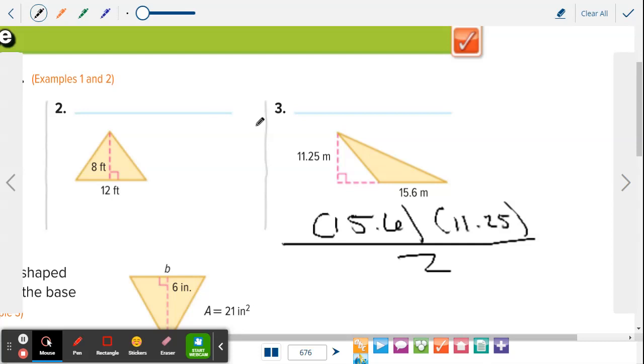So once you multiply it out and divide it, you get 87.75. What's our label? Meters squared. It should be that right there, 87.75. All right, any questions? So like I said, base times height divided by 2.